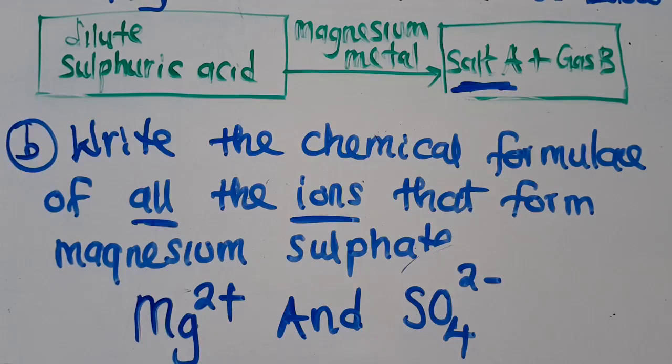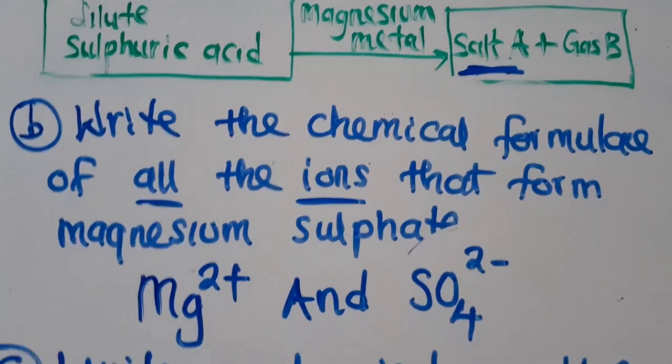So you know that a salt is a compound formed when the hydrogen ions of an acid are fully or partially replaced by a metal or ammonium. A compound which is formed when the hydrogen ions of an acid are fully or partially replaced by a metal. What we get is a salt. That's what you need to know and understand.